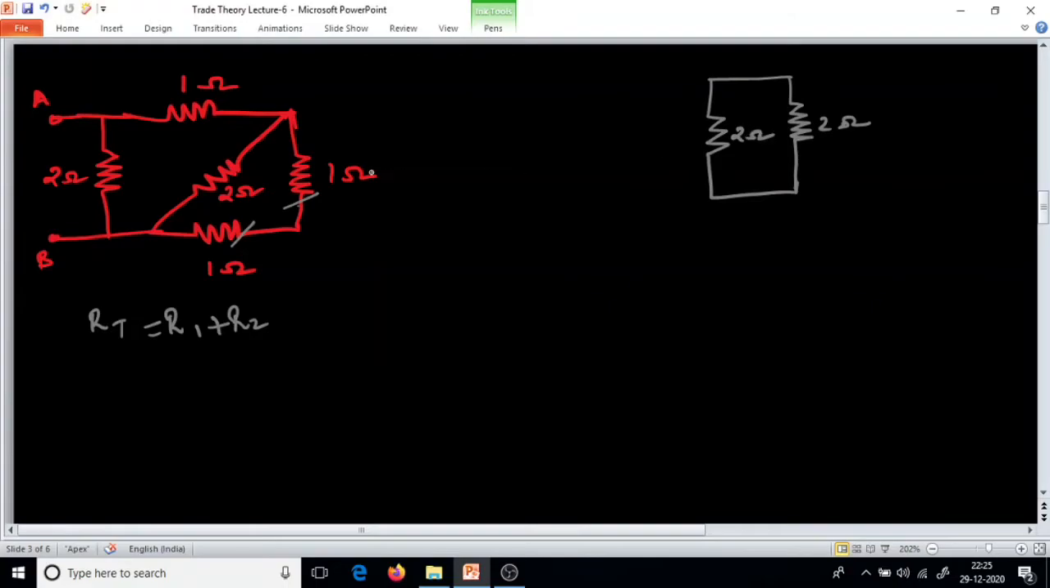Correct. See, these two resistors add up to 2, and this 2 ohm resistor has both ends connected to the other 2 ohm resistor, exactly a parallel connection. Now we will just draw the remaining circuit. So there is a 1 ohm resistor here, and this is our A point, this is our B point, and there is one more 2 ohm resistor here.